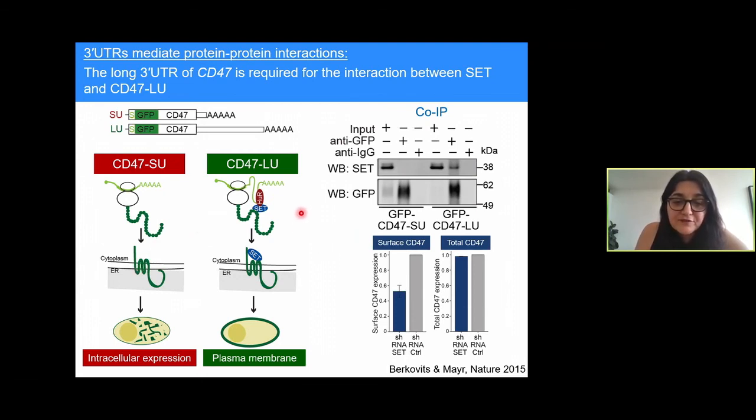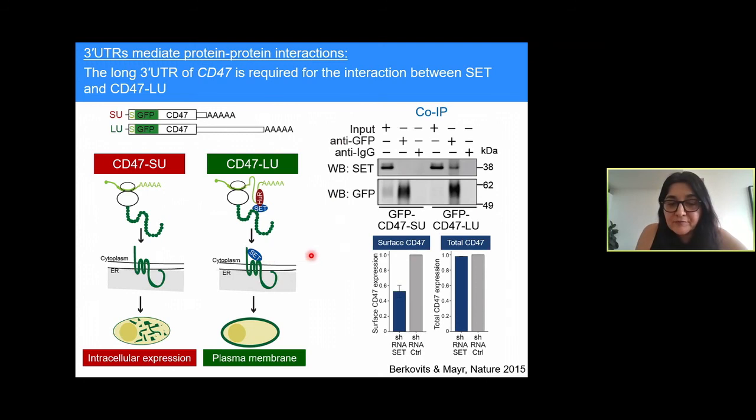So the experimental evidence for this model is shown here on the right-hand side. We did a pull-down on CD47, either made from the long or the short UTR. So we pulled down on this protein and asked, does endogenous SET bind? And we see that SET can only interact with CD47 protein made from the long UTR, and it cannot interact with CD47 protein made from the short UTR. So this shows you that the protein-protein interaction between SET and CD47 is mediated by the long 3' UTR. Therefore, we call it a 3' UTR-dependent protein-protein interaction.